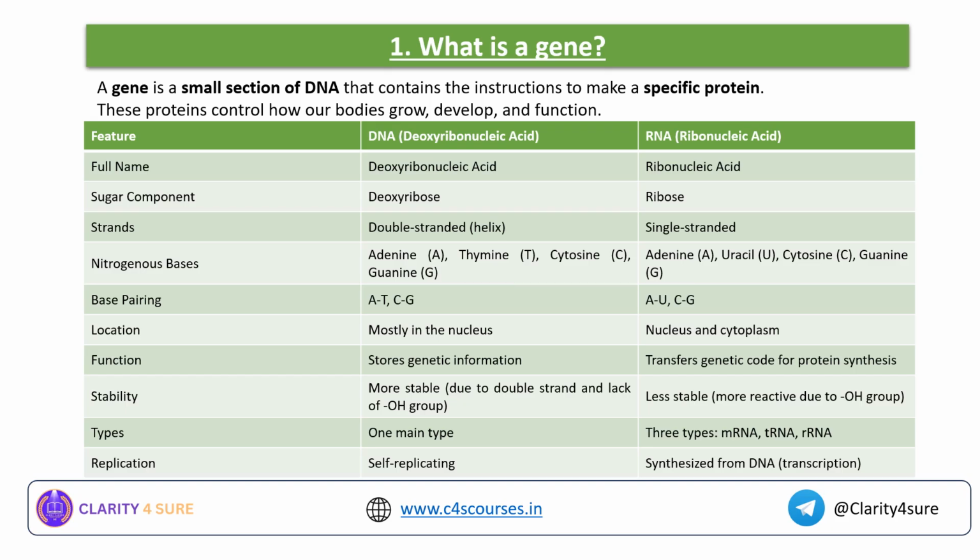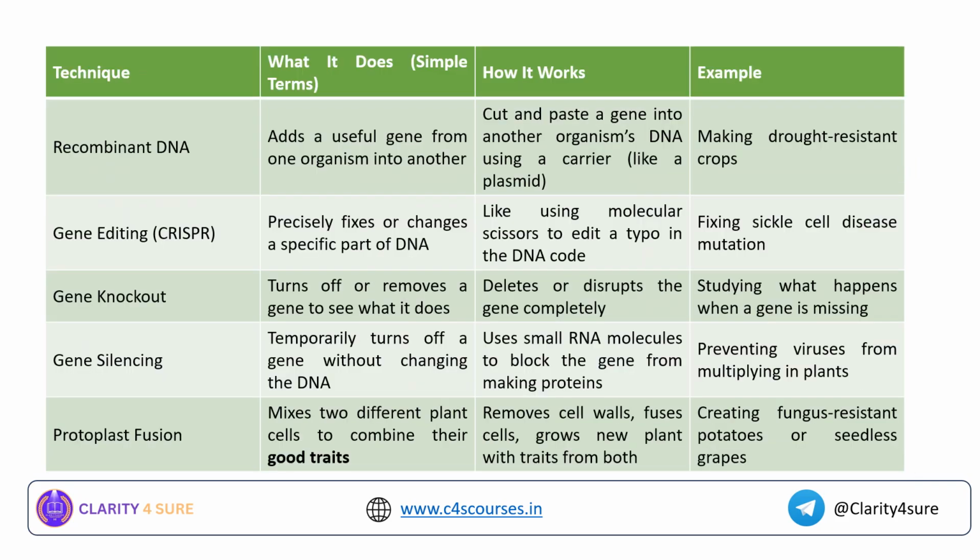Okay, types: we all know DNA is only one main type, whereas RNA has three types: mRNA, tRNA and rRNA. And replication: see, DNA is self-replicating, whereas the RNA has to be synthesized from DNA by a method called transcription. Okay, so this is the basic difference between a DNA and RNA. Having said this, we will try to understand some of the important gene editing techniques, or the techniques that are used in the field of gene editing.